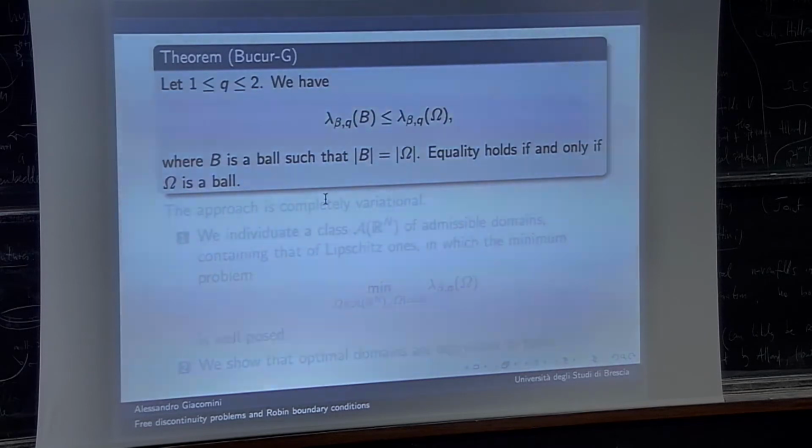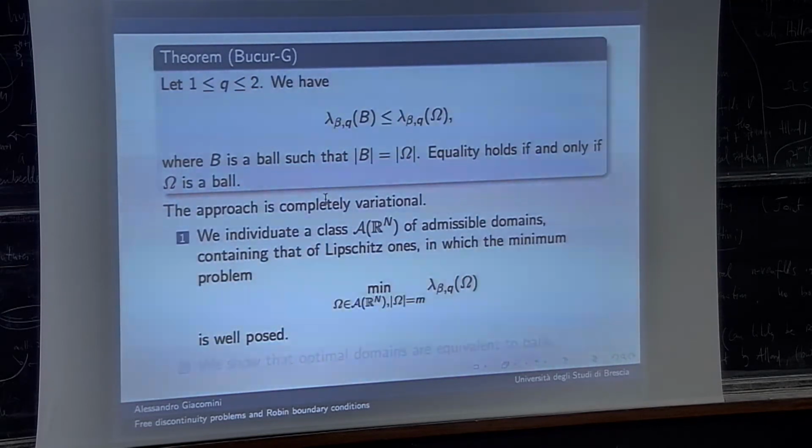Well, the first step is to guess a good class for admissible domains containing the regular ones, and for which we can find a minimizer of the generalized eigenvalue under a volume constraint. Of course, since we have to enlarge the class, we have to properly redefine or extend the definition of the principal frequency to the new domains.